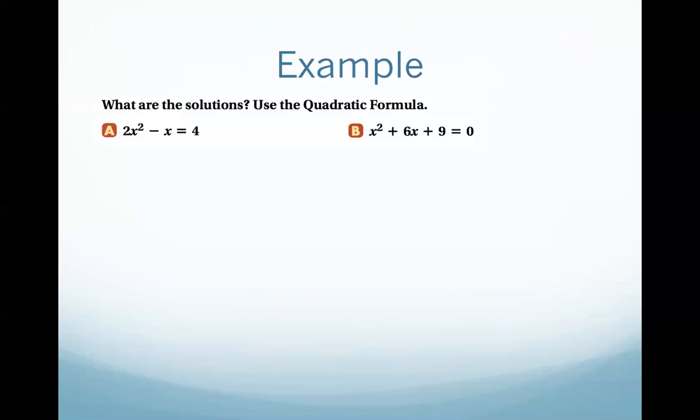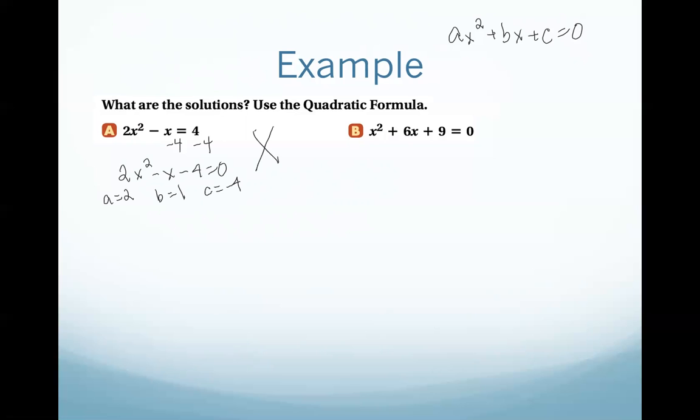We have two examples here that we'll go through together. In our first example, we have 2x squared minus x equals 4. Remember, we need this to be in the format ax squared plus bx plus c equals 0, which we said is standard form. So I need to subtract 4 from both sides. So 2x squared minus x minus 4 equals 0. Now I have that a is 2, b is negative 1, and c is negative 4. I should check if this is factorable just in case.